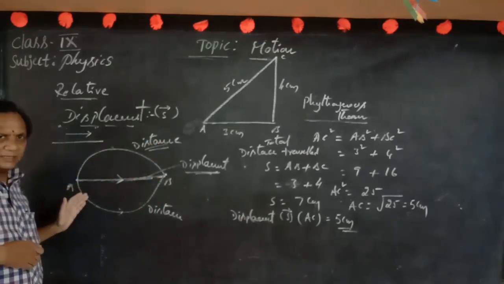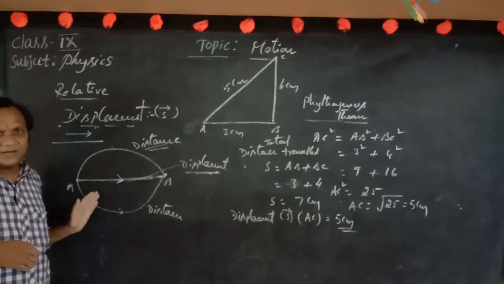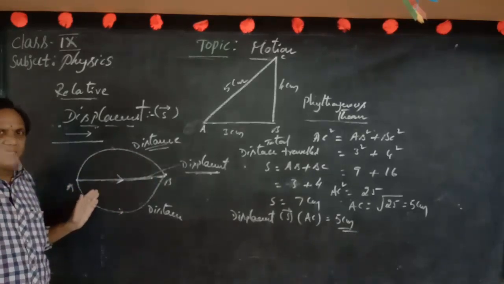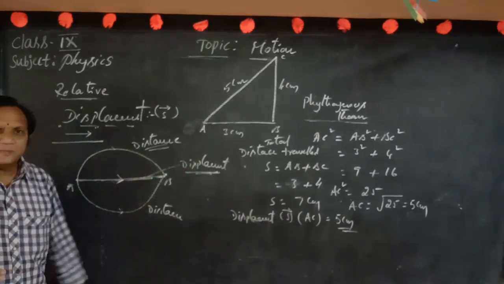But displacement is always the shortest path, the shortest path to be traveled. Remember that, always the very short distance, the very short path. Such a path is called displacement.